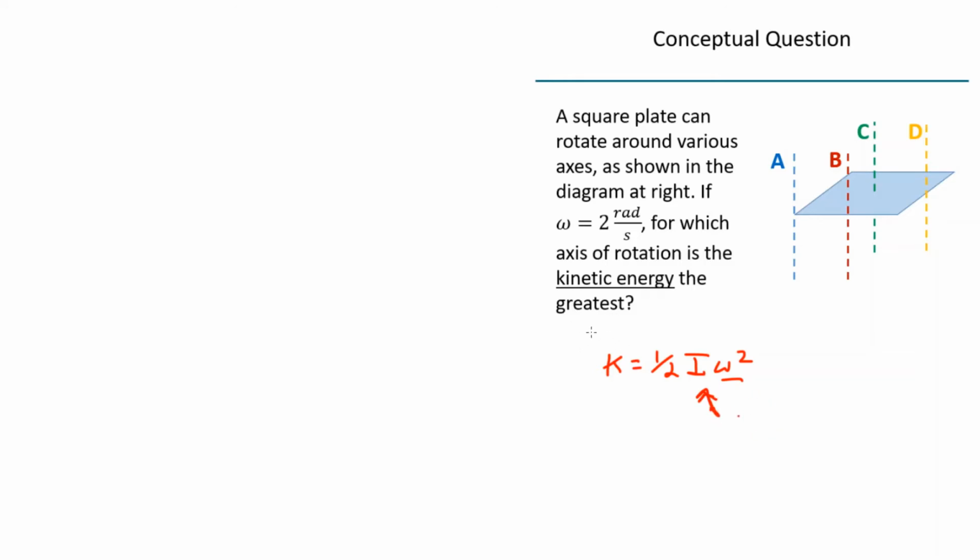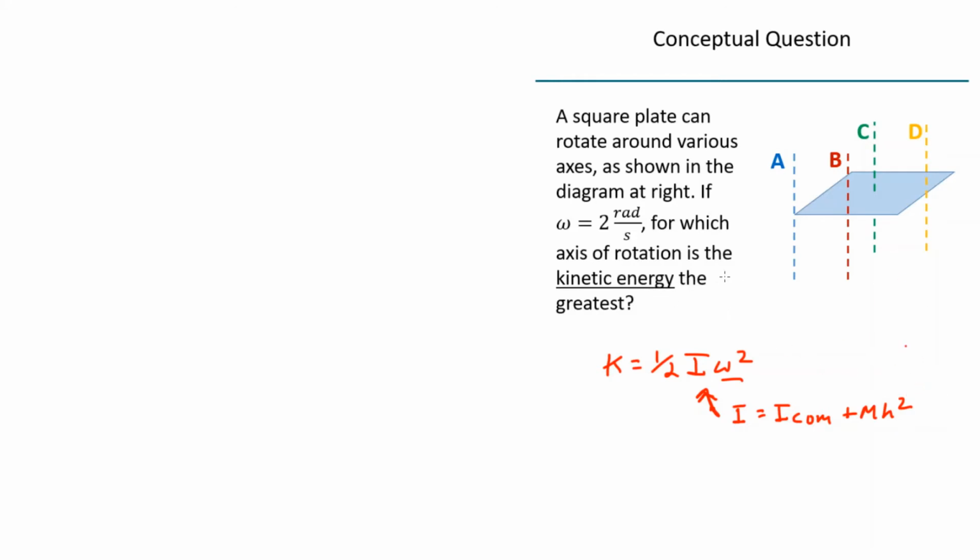And then I'll remind you that you can use the parallel axis theorem, which says I equals I_com plus m h squared, to find the moment of inertia around any of these axes. So pause again, see if you can figure out which of these axes has the greatest moment of inertia, and then come back when you think you have an answer.